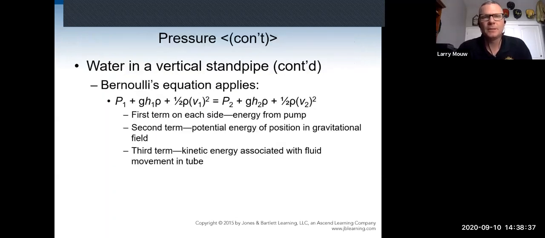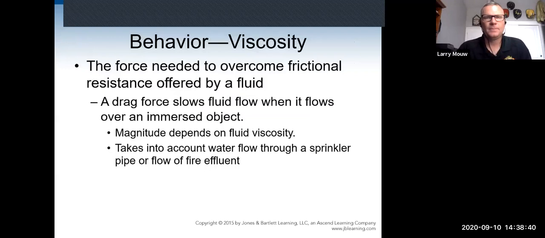Just moving through some of these things. Viscosity. This is the force needed to overcome frictional resistance offered by a fluid. So a drag force slows fluid flow when it flows over an immersed object. So friction, as water's flowing through a hose, there's friction depending on the size of the hose. The smaller the hose, the more friction there's going to be. The larger the hose, the less friction there's going to be. Viscosity, though, deals with how well it moves over that thing. We see that some items are more viscous than others. You look at water and oil, they flow differently based on how they flow over those items.